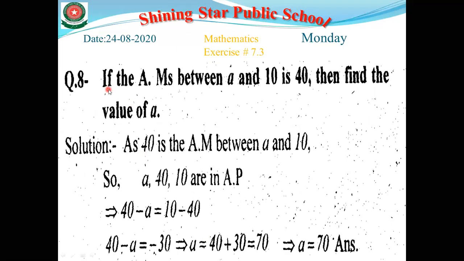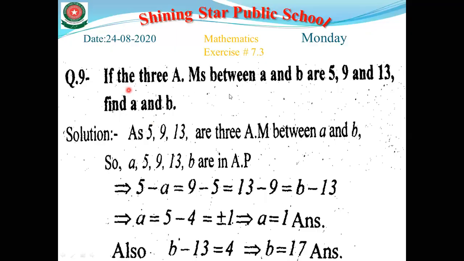Question number 8. If the AM between A and 10 is 40, then find the value of A. Again, for finding the D, we know that in AMs the common difference is the same. 40 minus A and 10 minus 40, these are the same. So 40 minus A equal to 10 minus 40, which is minus 30, and minus 30 taken to the left hand side becomes plus 30. 40 plus 30, 70. A equal to 70. Simple.